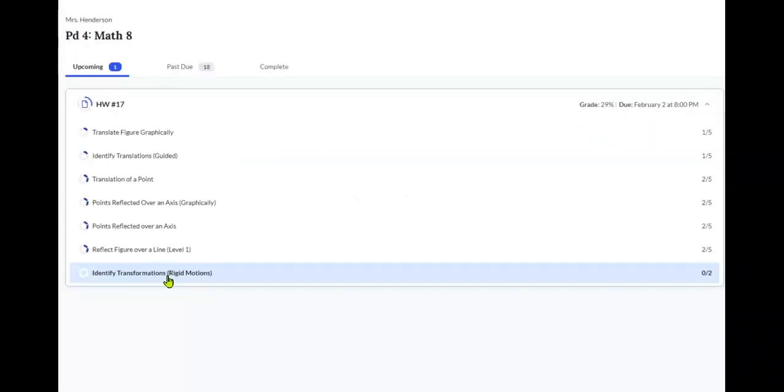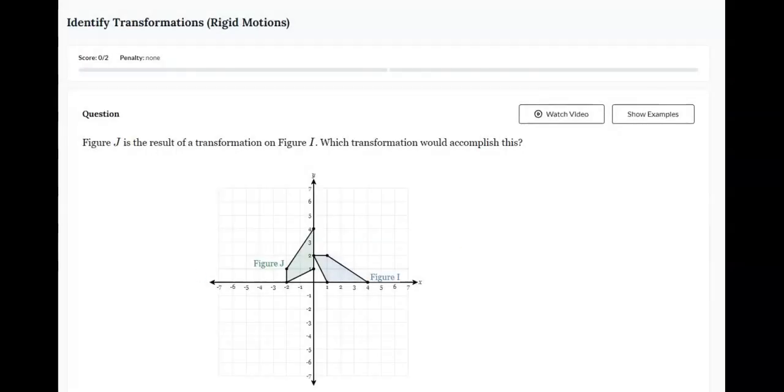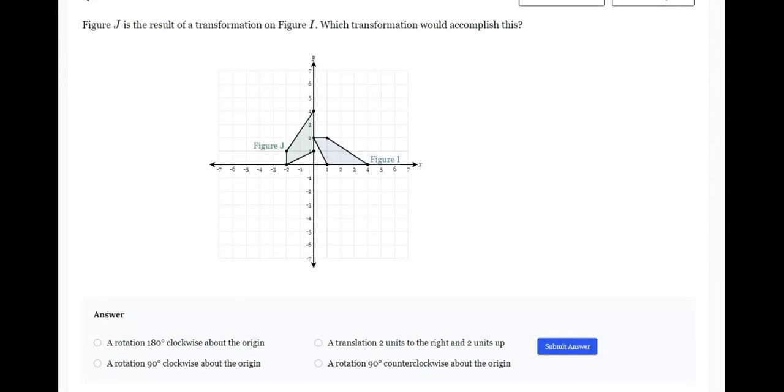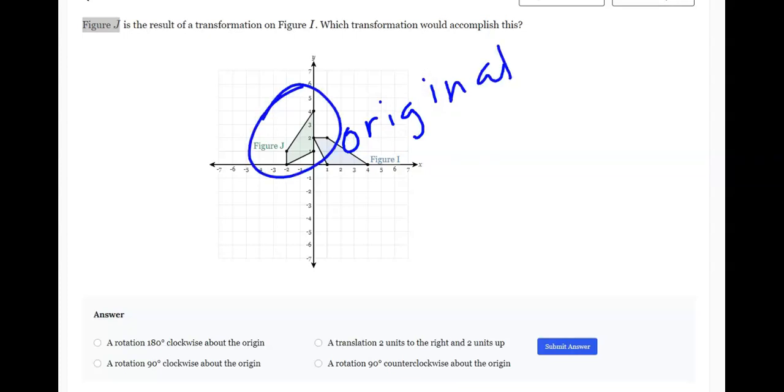All right, for this last topic, you need to identify the transformation that's already shown. Now pay attention to which figure you're starting with. We're starting with figure J, which is green. And figure J is the result of figure I. So that means figure I in blue was the original.